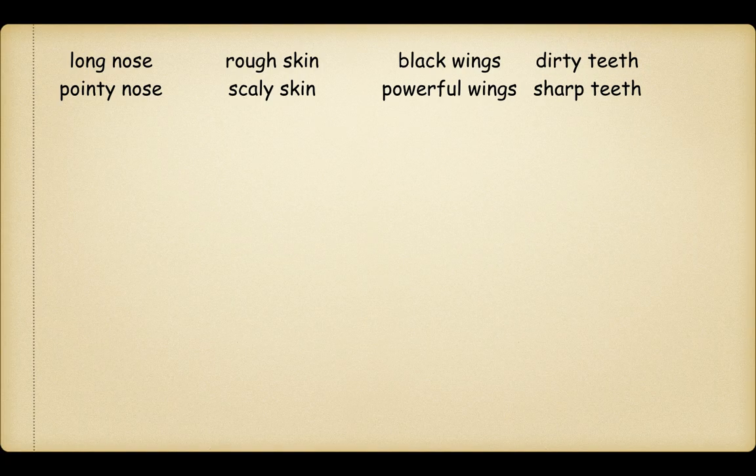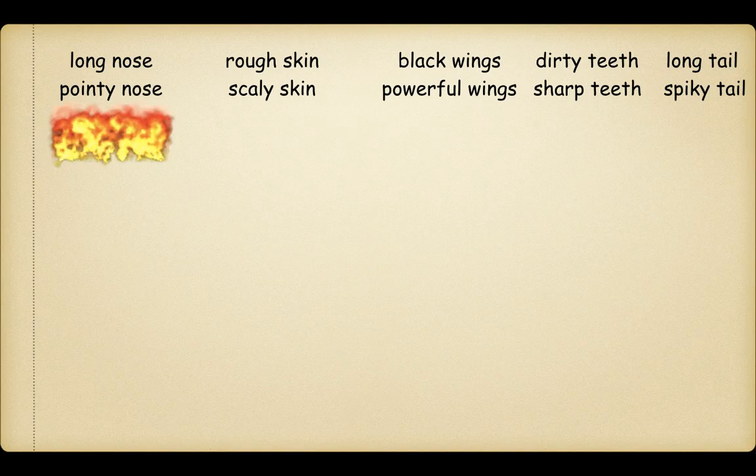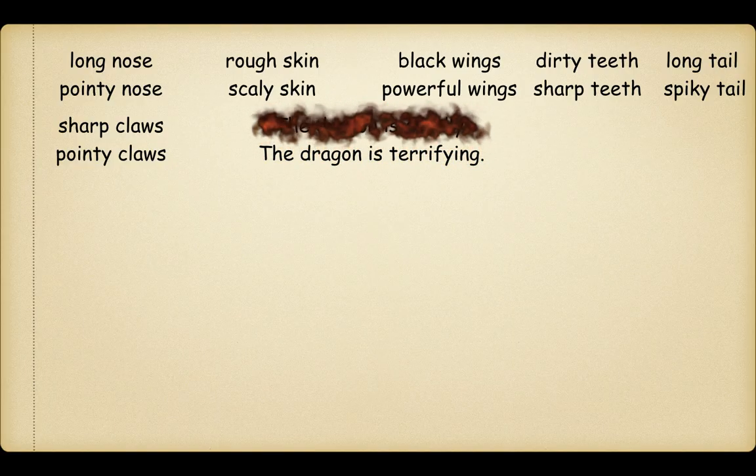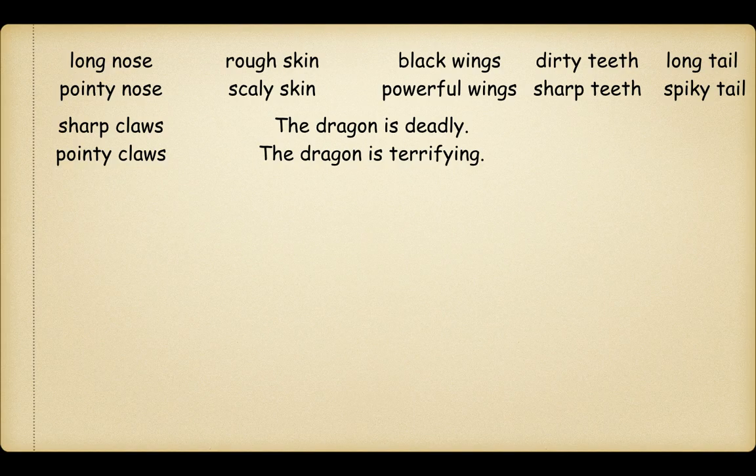Dirty teeth, sharp teeth. Long tail, spiky tail. So these are all good descriptions of the body parts of the dragon. Sharp claws, pointy claws. And then we have two sentences. The dragon is deadly. The dragon is terrifying. Now that describes the personality of the dragon. That's what they're like on the inside.